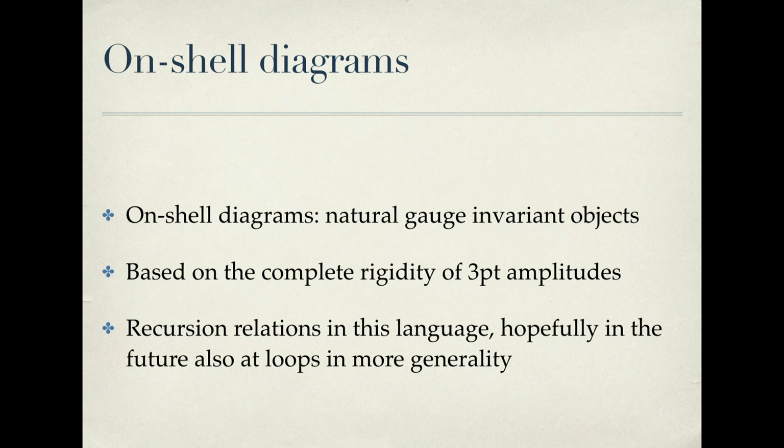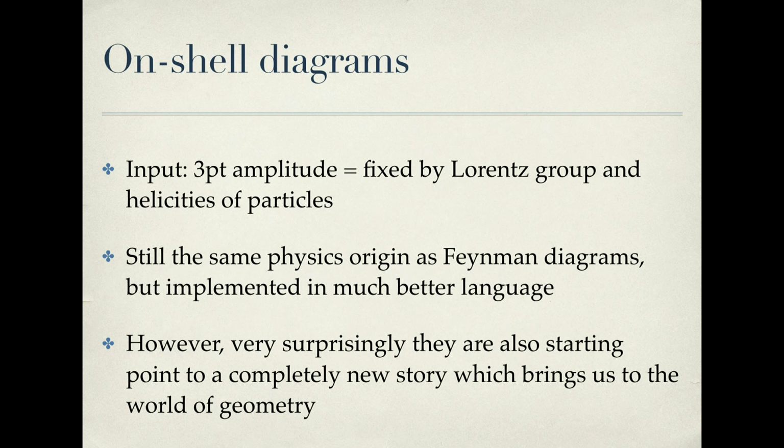We don't have working recursion relations at loops at the moment, except for a very specific case of N=4 super-Yang-Mills theory, where we know much more. But in general, we don't know. So these are all future challenges, how to do it. But these diagrams exist in any theory, so they are natural building blocks for this potential line of research.